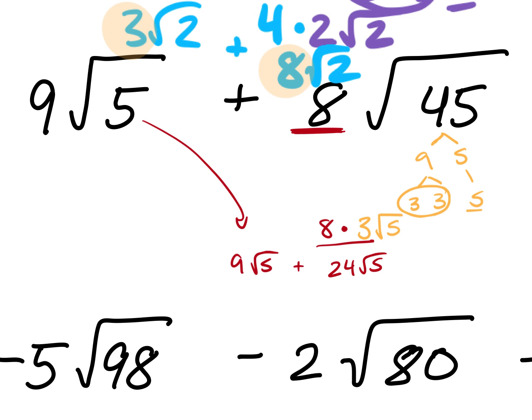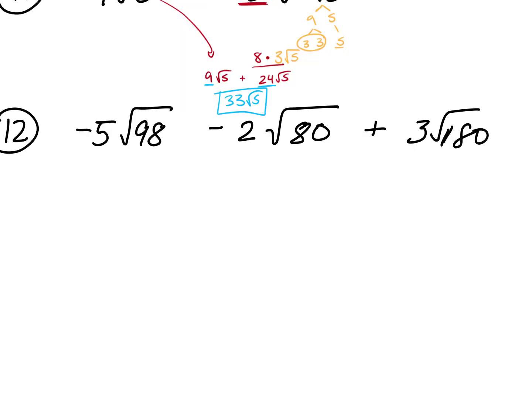Can I add these together now? Yep, because my radicals are the same. What's 9 plus 24? 33. And is my answer just 33? 33 square root 5. The radical part stays the same in your answer. So you just add the 2 coefficients together, the radical stays the same.